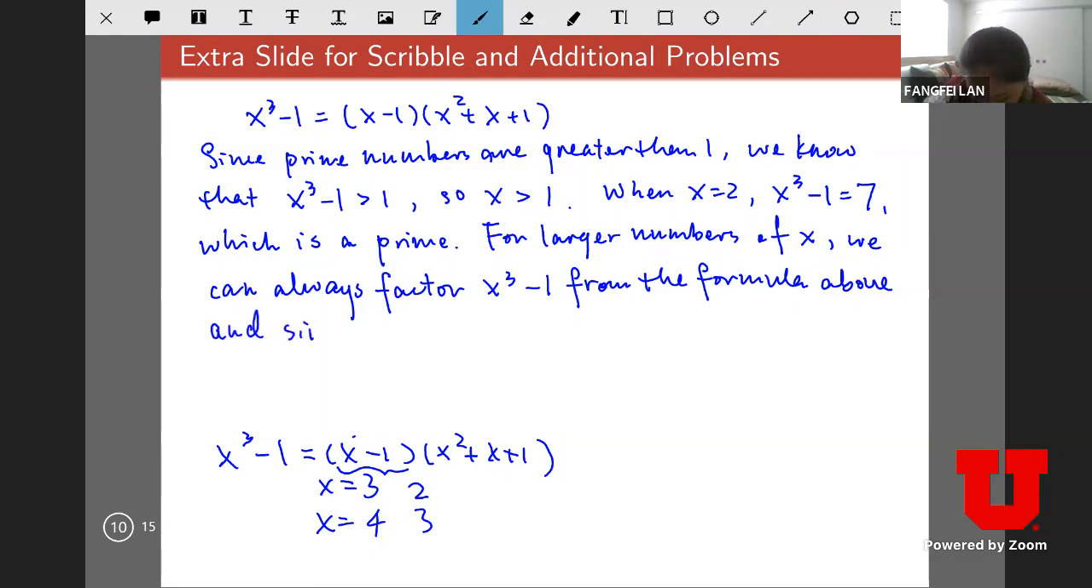And since x is greater than 2, x minus 1 is greater than 1. So this basically violates the first property of prime numbers, which is that the factors have to be 1 and n, because we have a factor that is not 1 and n, right? We have something else factoring out of this number.